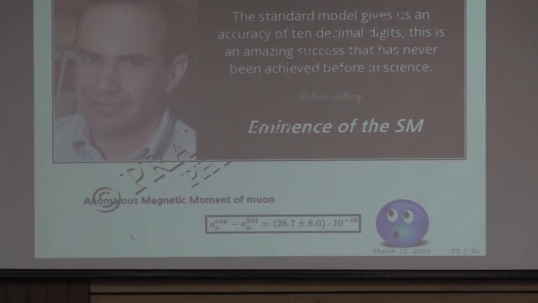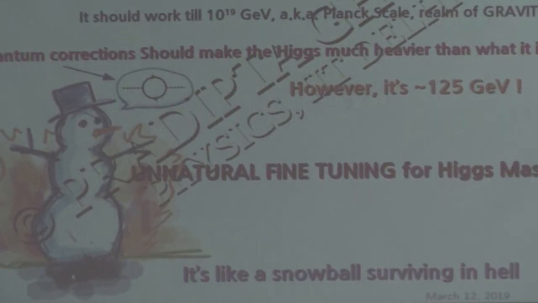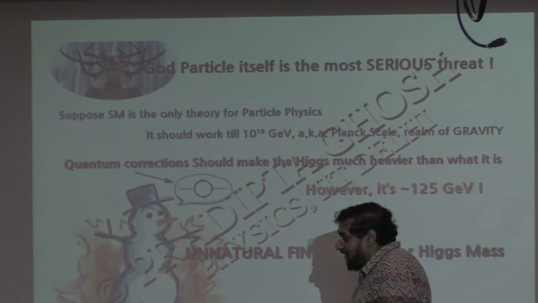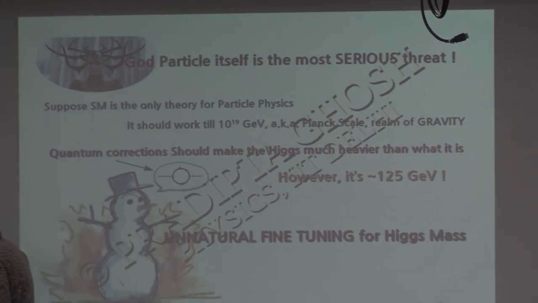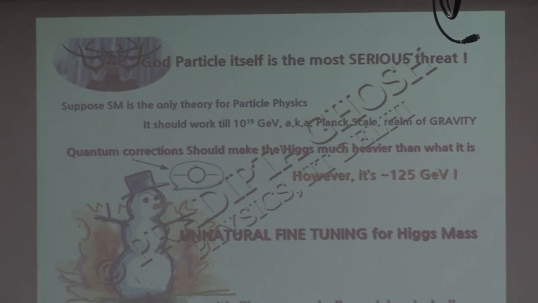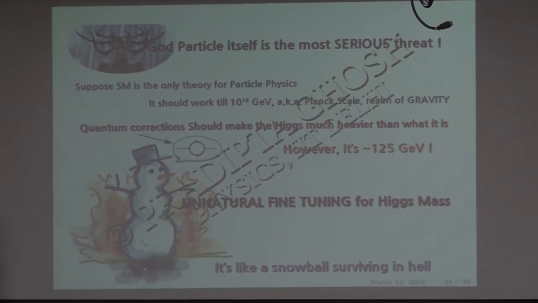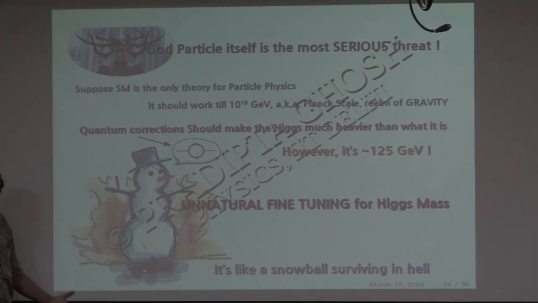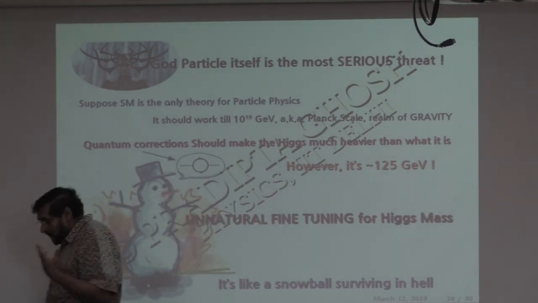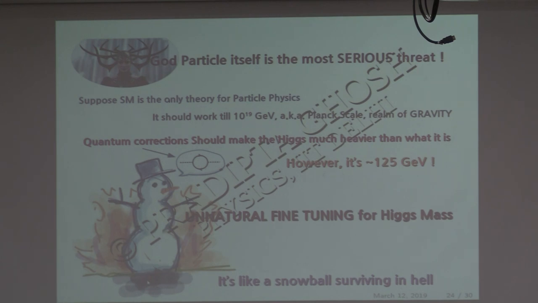However, the most unfortunate thing about the standard model is this: as I said, you are working in the kingdom of quantum field theory, which allows some corrections. And if you incorporate those corrections, the mass of the Higgs should be very, very, very large. Unfortunately, experimentally, what people observe is around 120. So the big question is why there is such a discrepancy. There is actually no answer.